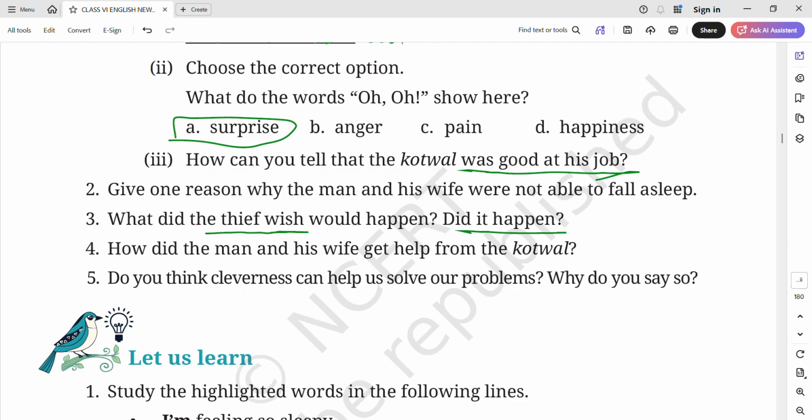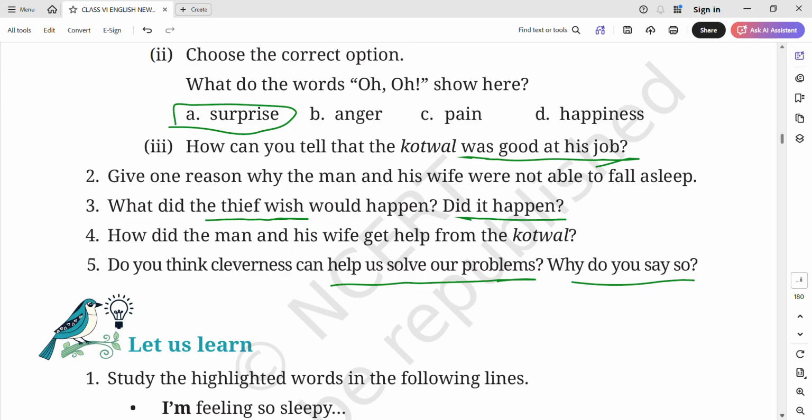Next is, do you think cleverness can help us solve our problem? So as per the moral of the story, do you think that cleverness would always help you in order to solve any kind of problem? So yes, it is very clear from the story itself that the husband's cleverness helped them to solve their problem. And why do you say so? Directly we will give evidence from the story that the man used his wits and he solved his problem, and the thief was caught by the Kotwal.